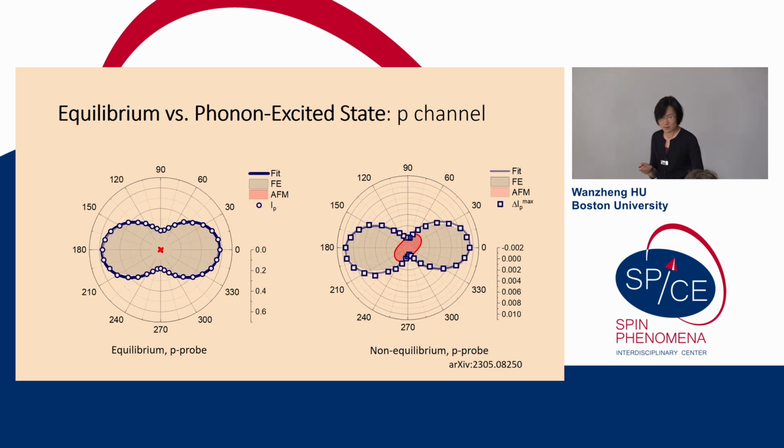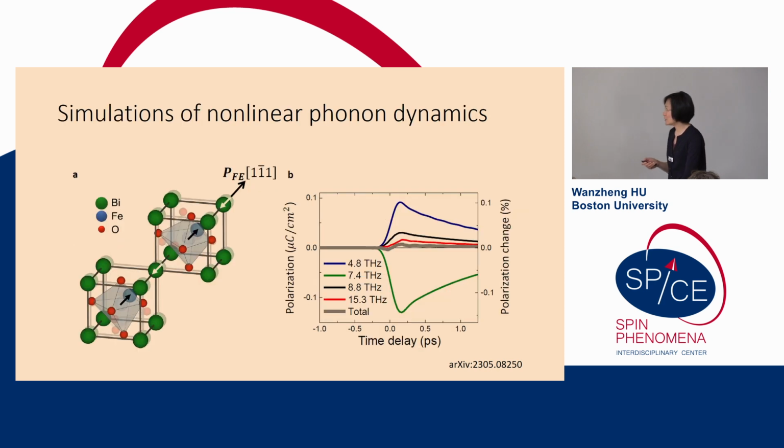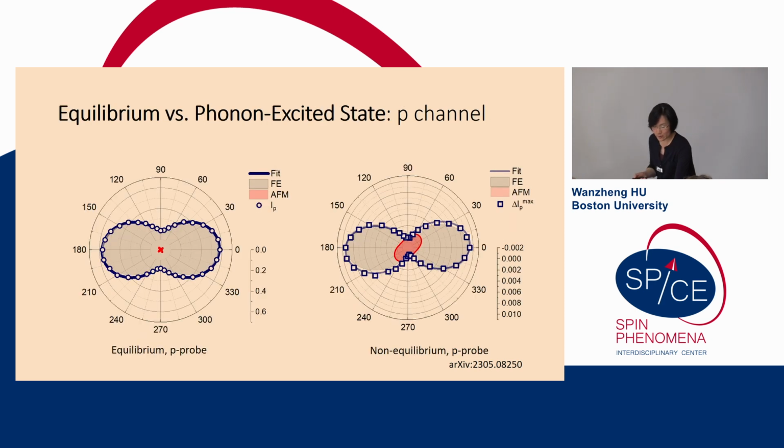So the nice thing about SHG is you can measure these two orthogonal directions, which reflect the SHG tensors from a different perspective. And then we measure the orthogonal direction probe, and this is the equilibrium, to remind you. And here is the light-induced change. You see it can mostly be fitted with a large contribution from the ferroelectric tensors. So by fitting the S and P polarizations together, we get a conclusion that both the antiferromagnetic contribution and the ferroelectric contribution are enhanced.